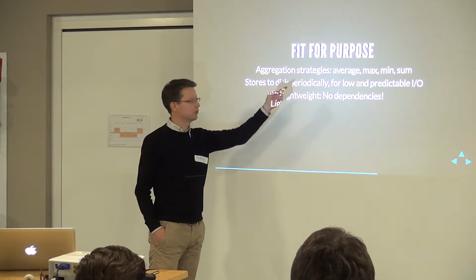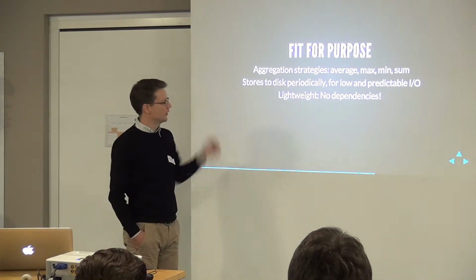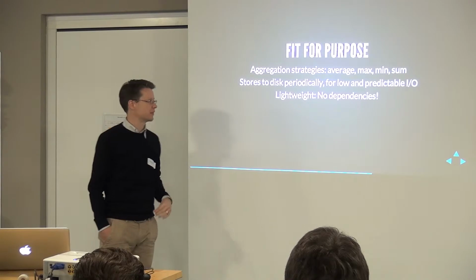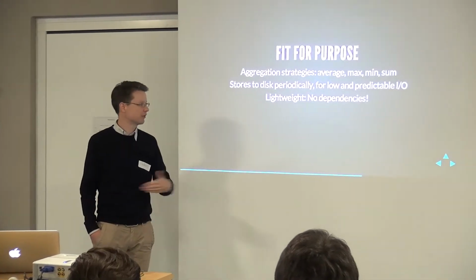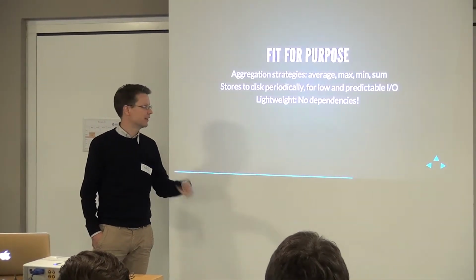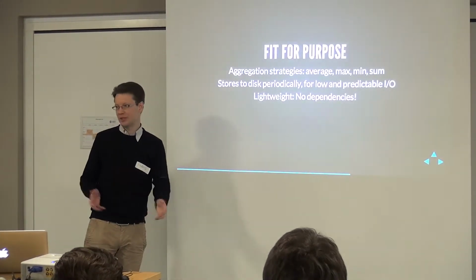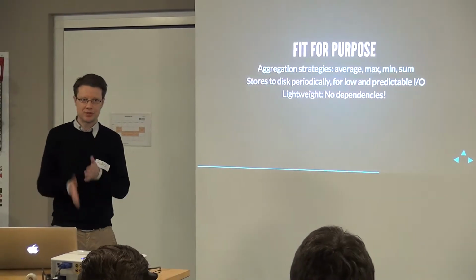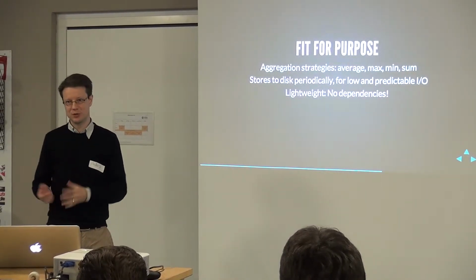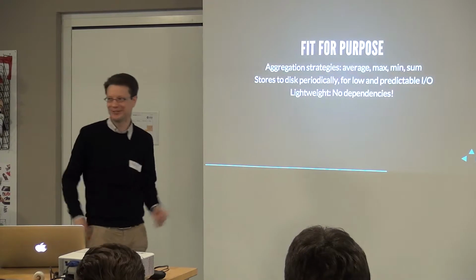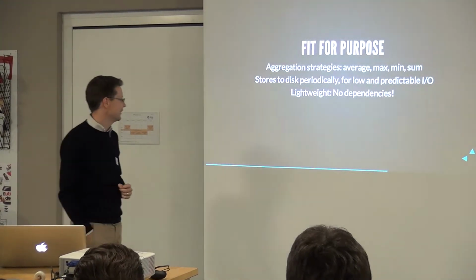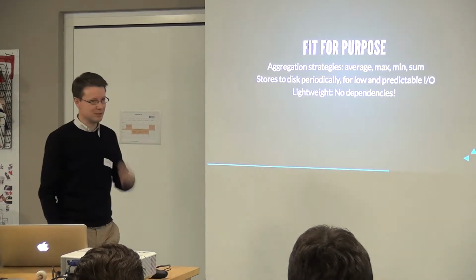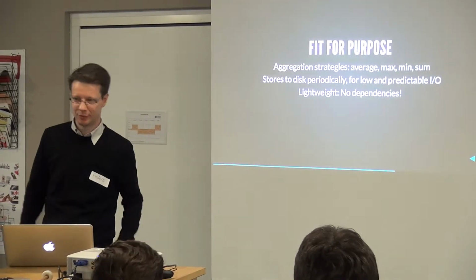So average typically being a very interesting one, max, min of the previous bucket, and the sum to do counters, etc. It stores to disk periodically, so it does everything in memory, and then it writes the whole database to disk, which is good for the SD card scenario where you don't want small writes. You want something that looks like an image write to the SD card. And it's lightweight, so there's no dependencies at all. I didn't import anything, so this is pure Node out of the box.